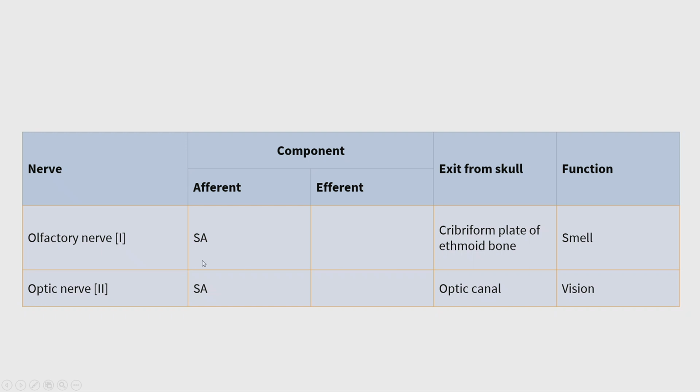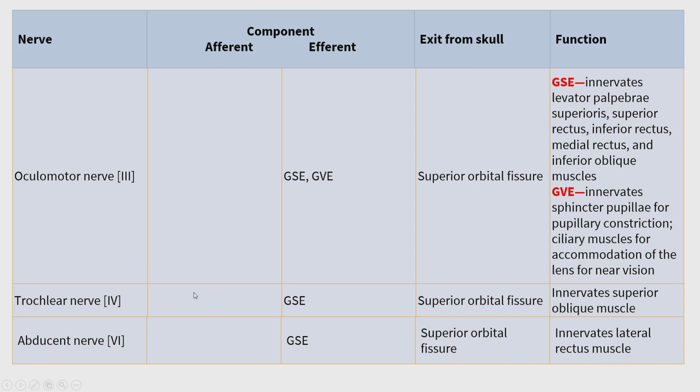Temporomandibular joint is there. So this is the table that you can use. The olfactory and optic nerves are special afferent fibers. Oculomotor nerve, we already mentioned as general somatoefferent and general visceroefferent. Trochlear nerve has only pure efferent fibers, general somatomotor for the superior oblique muscle.